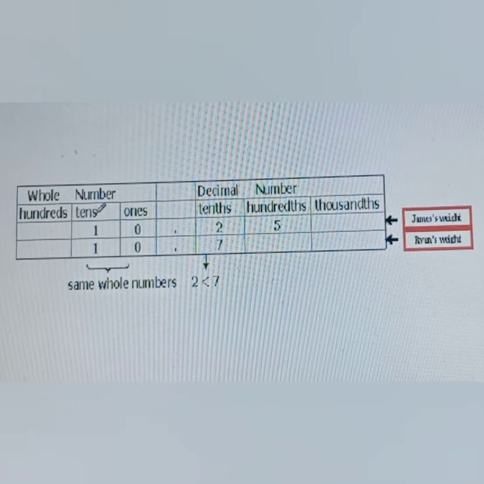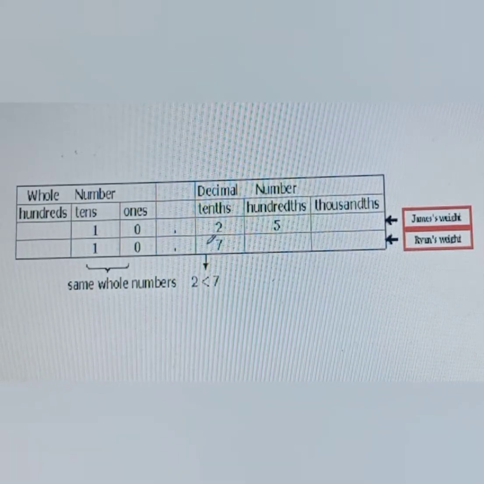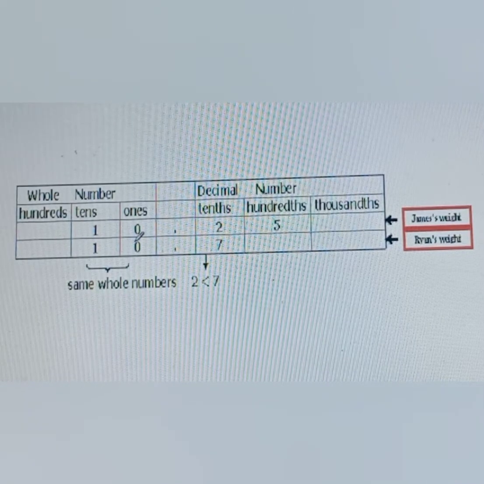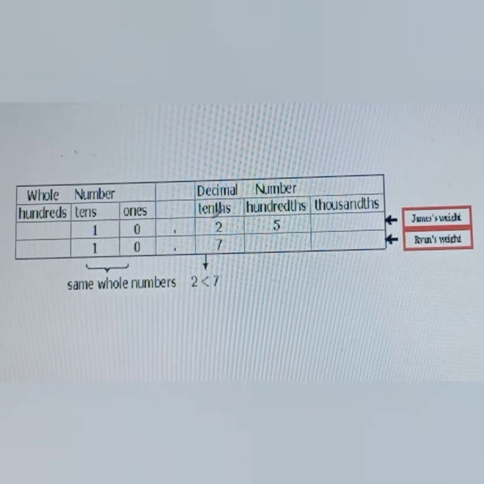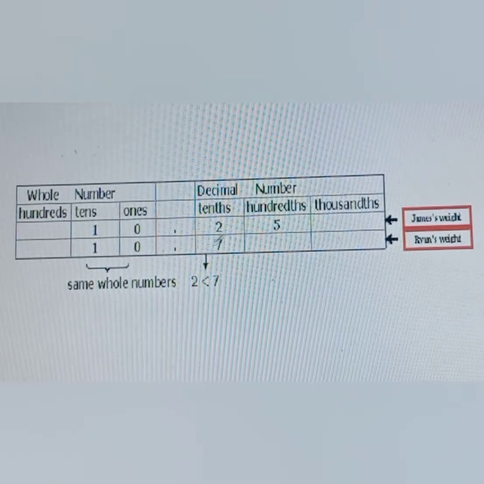So the two tens here are the whole numbers. Then the 0.25 and 0.7 are the decimal numbers. Now when we compare decimals, we start with the whole numbers. Since the whole numbers here are the same, we cannot say which is bigger or smaller, right? So the next thing to compare are the tenths digits. The tenths digits are the 2 and the 7. So just compare these two digits.